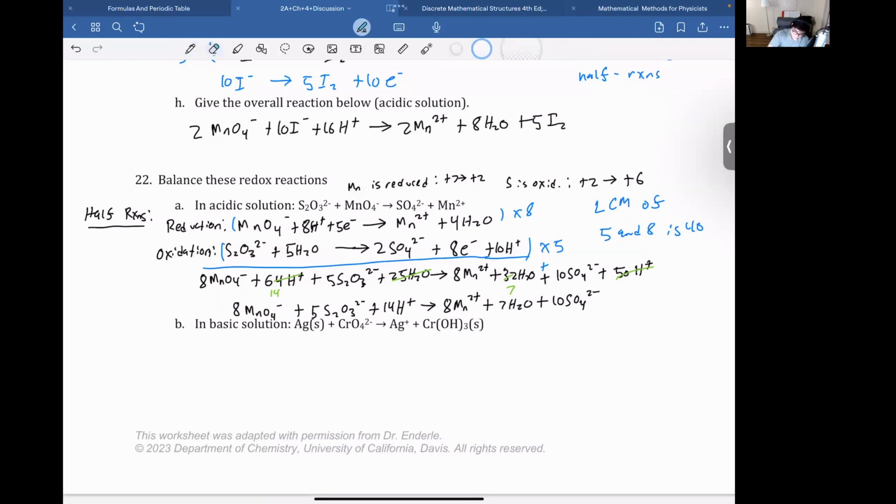That's it. That is your answer, and that's how we get it. All right, last problem of the worksheet.